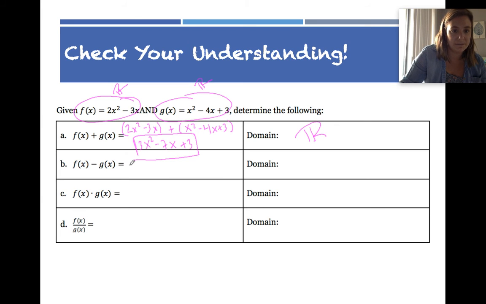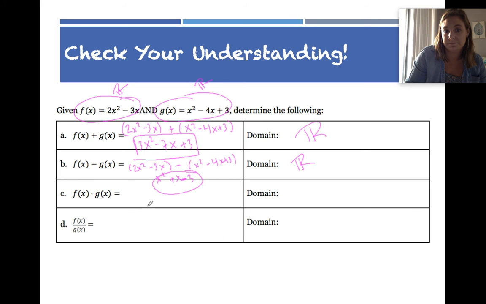What if I subtract them? 2x squared minus 3x minus x squared minus 4x plus 3. So don't forget that minus has to be distributed. So 2x squared minus x squared is x squared. Negative 3x minus negative 4x is just going to be x, right? It's like negative 3 plus 4. And then minus 3 at the end, right? Distribute that negative in. So negative 3. All real numbers.